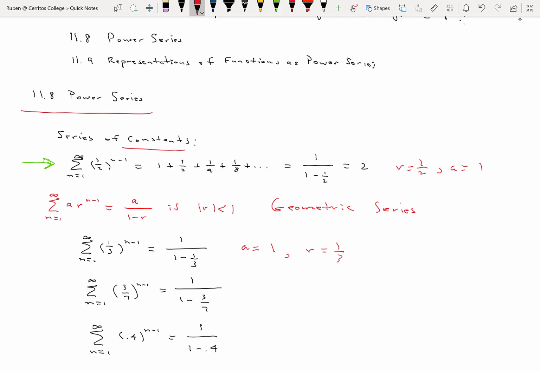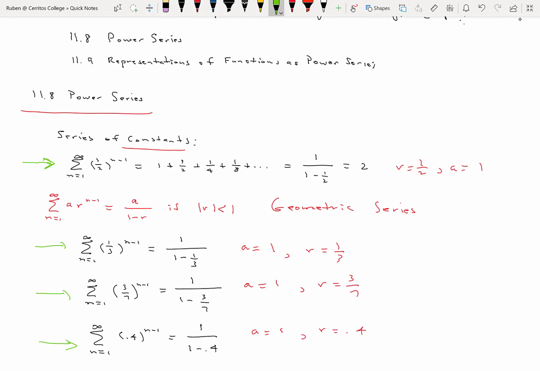The next series, the sum of (3/7) to the n minus 1: a equals 1, r equals 3/7. And still one more: the sum of 0.4 to the n minus 1, from 1 to infinity. The first term is 1, and r equals 0.4. Notice that the four series we've looked at so far are essentially series of exactly the same type. They're geometric series with a, the first term, being 1, and r changing.